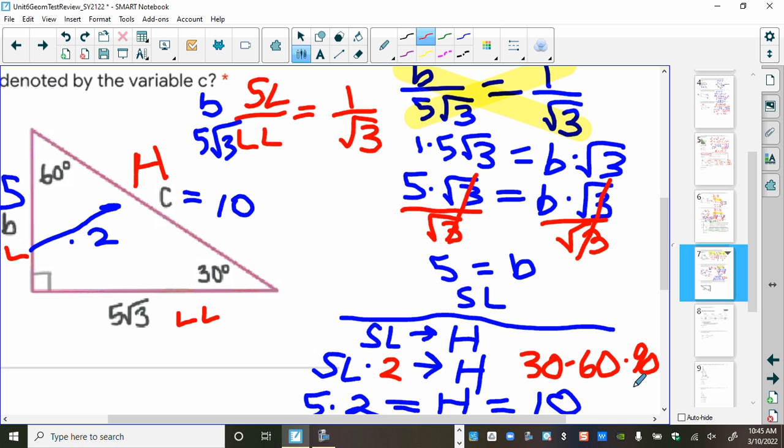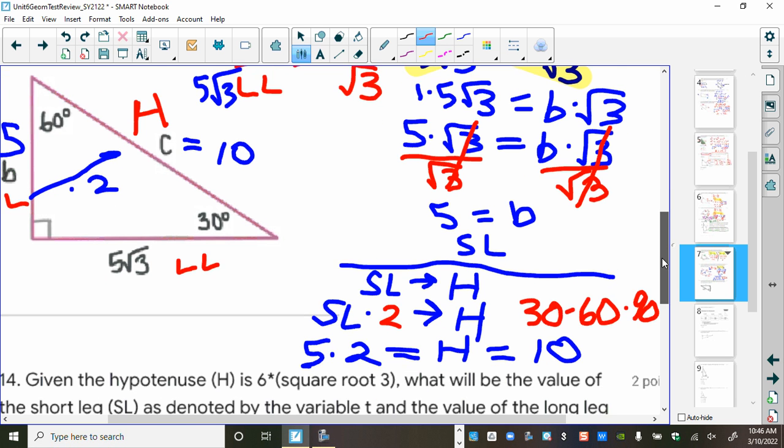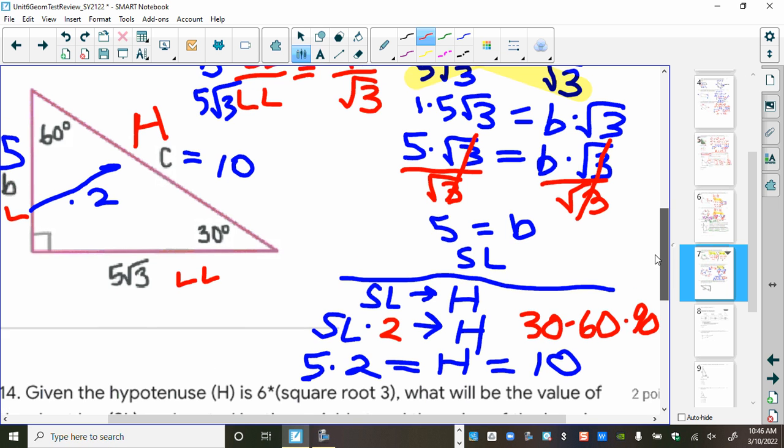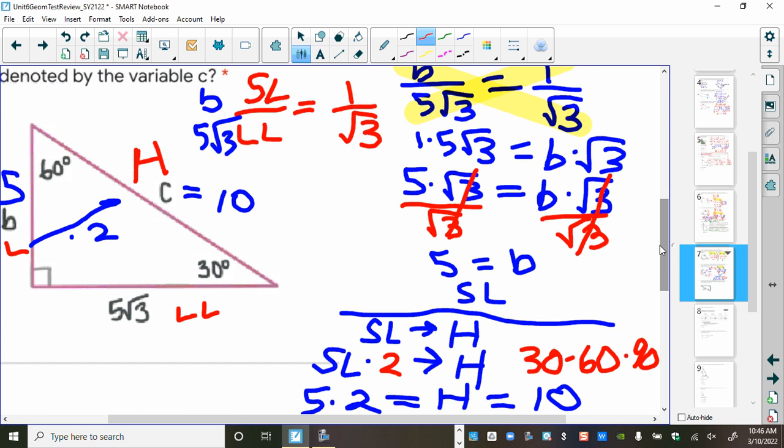Questions, anybody? Okay, the last one. Last one of this type. Now, they gave you a hypotenuse. So, all right, before we get to the last one, does anybody have any questions on this problem? I'll give you a moment. Write that down.